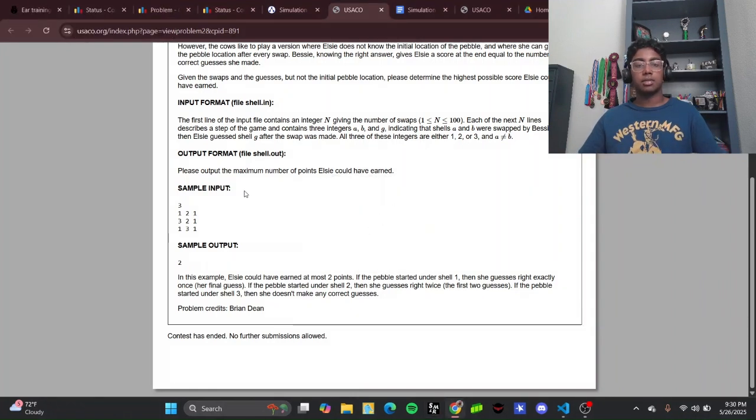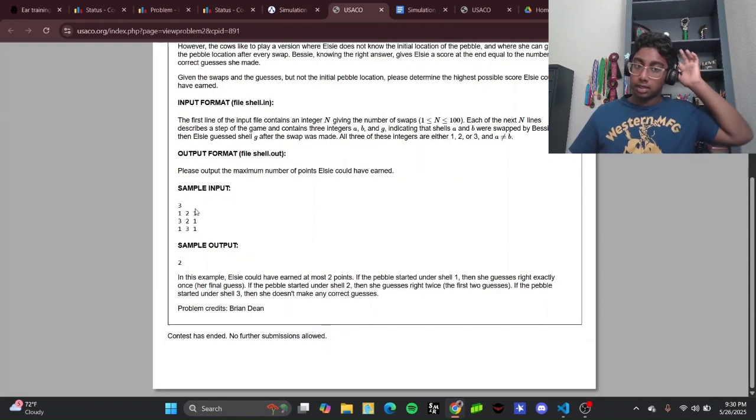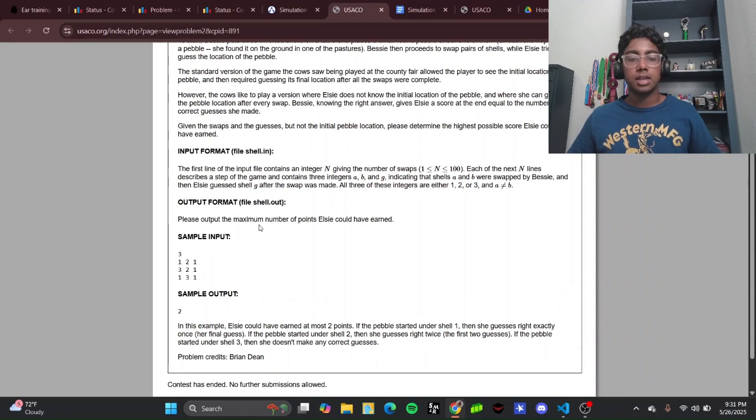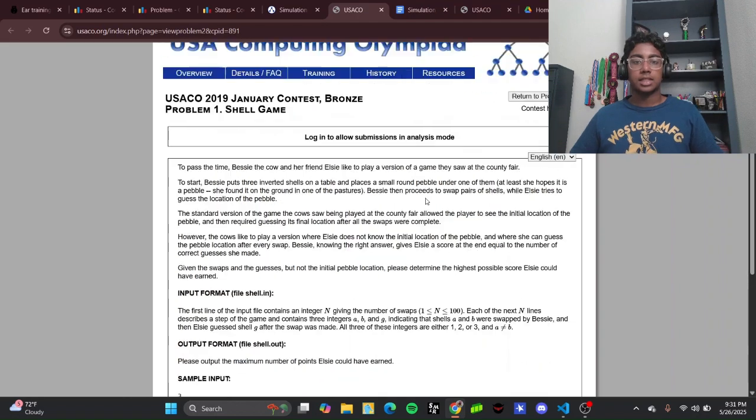And so that was pretty simple, and it's a simulation problem because you're just simulating the events that are happening in the problem. The events in this problem were like a game, right? The swaps and guesses, and we were simulating that and figuring out our answer based on that. That's it.